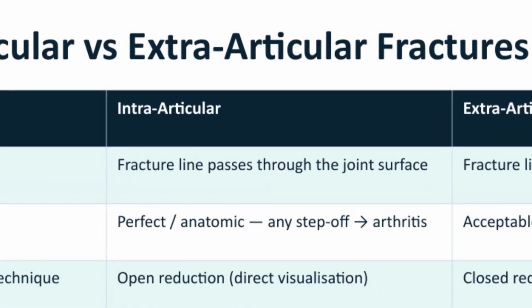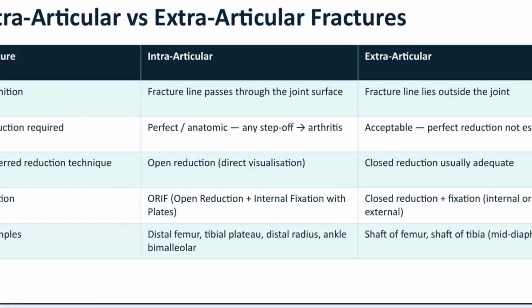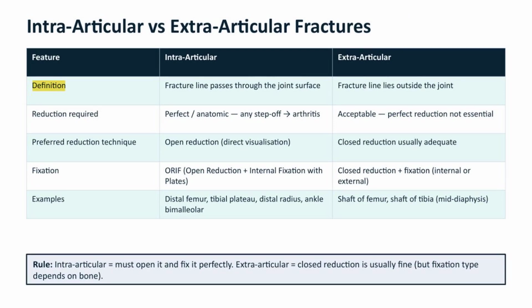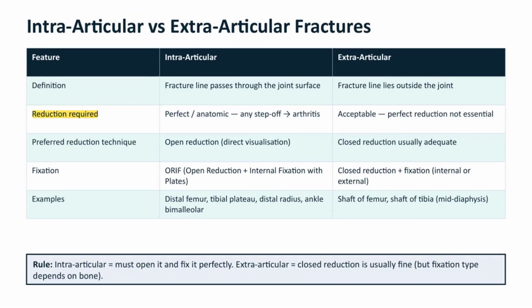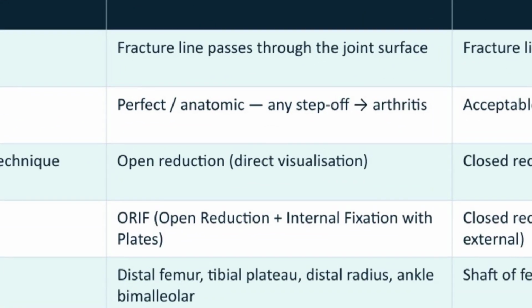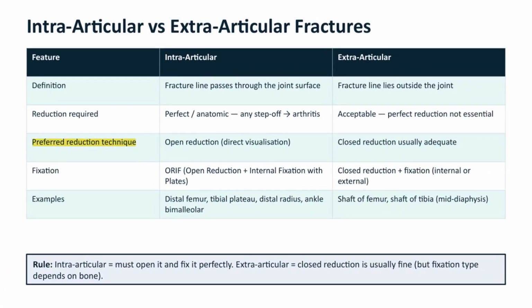By definition, an intra-articular fracture has a fracture line that passes through the joint surface. An extra-articular fracture has a fracture line outside the joint. In terms of reduction required, for intra-articular fractures, the reduction must be perfect or anatomic. A step off in the joint surface leads to arthritis. For extra-articular fractures, an acceptable reduction is fine. In terms of preferred reduction technique, for intra-articular fractures, open reduction is preferred. For extra-articular fractures, closed reduction is usually adequate.